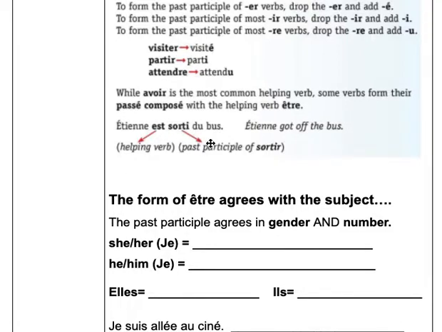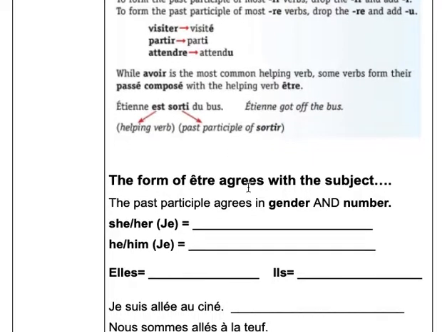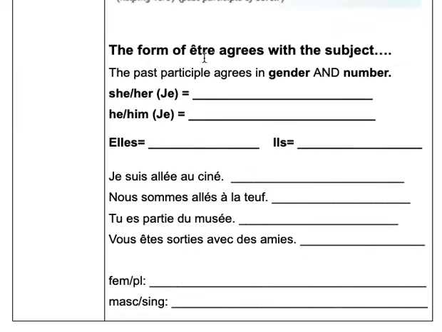Helping verb, past participle, just like avoir. Okay, if this was an avoir verb like Etienne ate a pizza, it would be Etienne a mangé une pizza. Avoir and the past participle for manger. So now we're doing it with être. All right, so let's keep going. The form of être agrees with the subject. So this is like a crazy French thing that we need to agree in number and gender with être.